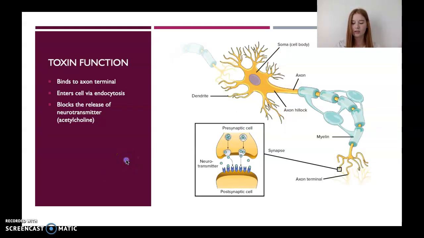The toxins work in the nervous system by blocking these signals that are sent to the muscles by the nerve cells. So what happens is the nerve cell body generates an action potential which is fired down the axon to the axon terminal.